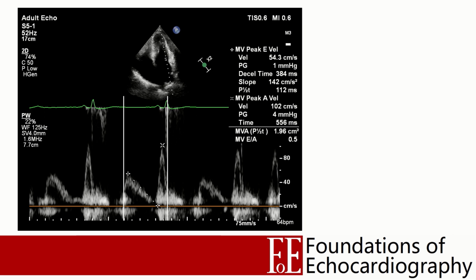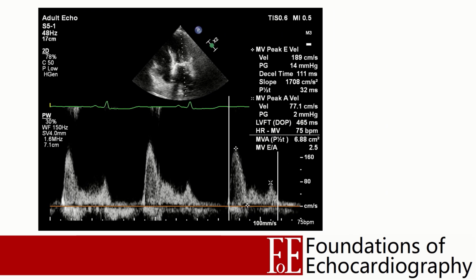The implication here is that there is impaired left ventricular relaxation. The LV is not good at sucking blood from the left atrium. But the LV walls are not stiff, there's reasonable LV compliance, so when the atrium contracts, it's able to push blood forward into the ventricle.